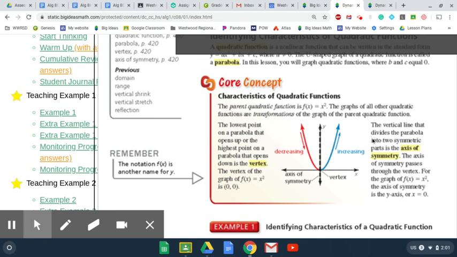The vertical line that divides the parabola into two symmetric parts is the axis of symmetry. So this line right here is called the axis of symmetry because it's cutting our parabola in half. Remember, symmetry means that it looks the same on the left and on the right. So when I draw this line right through that vertex, the vertex is right in the middle of our parabola. When I draw this vertical line through there, it's going to cause the axis of symmetry to have the same on the left and on the right.